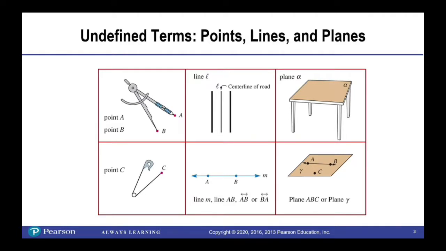Now, points we name with capital letters. Lines we can name by a script letter, like a cursive letter. We can name by points on the line, or we can name the line AB with a line symbol drawn over it. A plane we can name by 3 points. We also name planes with Greek letters such as alpha.